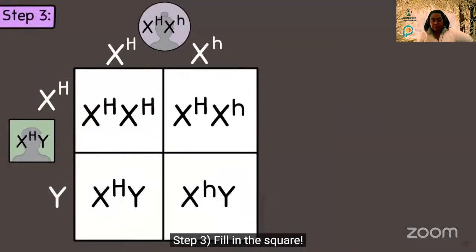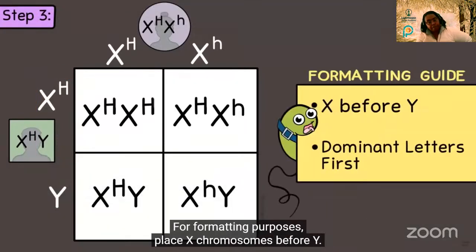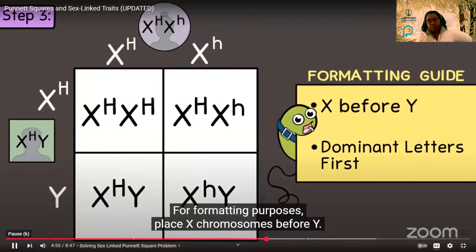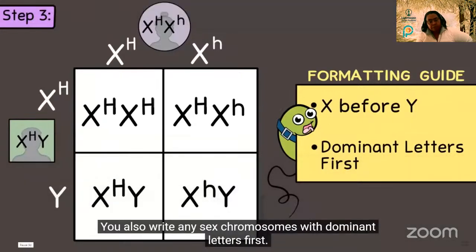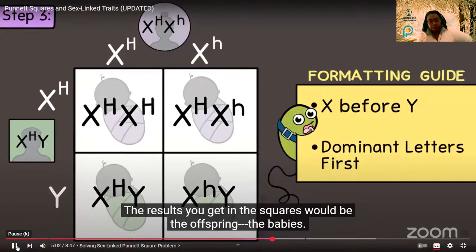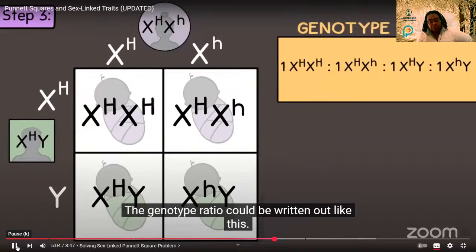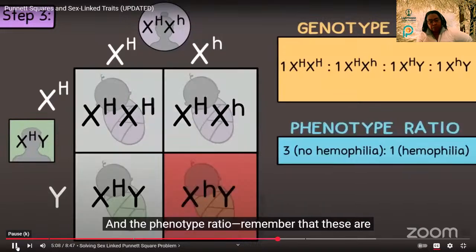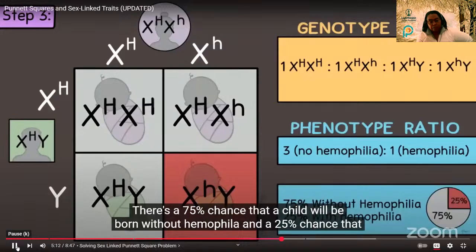Step 3, fill in the square. For formatting purposes, place X chromosomes before Y. You also write any sex chromosomes with dominant letters first. The results you get in the squares would be the offspring, the babies. The genotype ratio could be written out like this. And the phenotype ratio, remember that these are the traits, can be written out like this. There's a 75% chance that a child will be born without hemophilia. Okay.